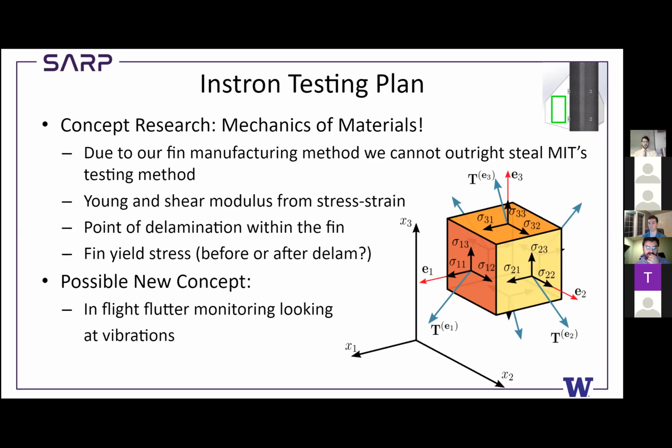And then yielding, if that happens, depending on whether delamination occurs before yielding, that's obviously something we don't know. And so that's something that we look into. And then we also have a possible new concept. This is something that just came up in this last week or so on possible flight flutter monitoring during actual rocket flight. That's not something that we currently have a way of testing for without the rocket actually going off. Next slide, please.